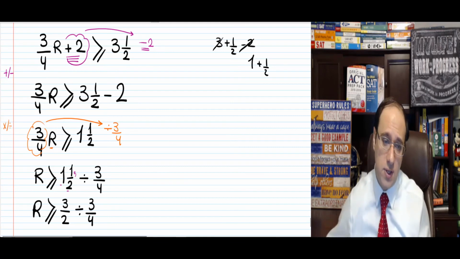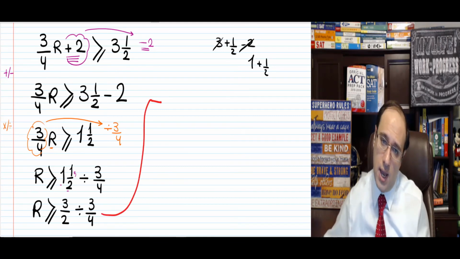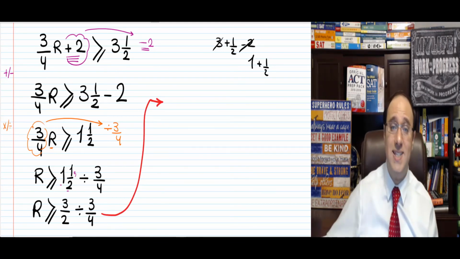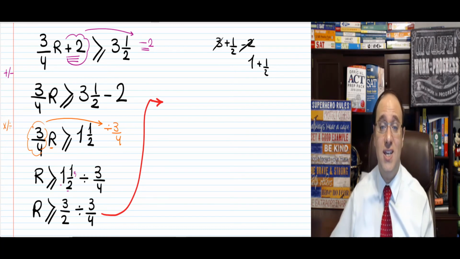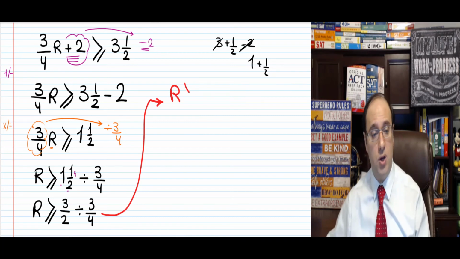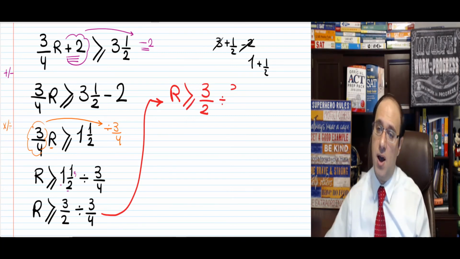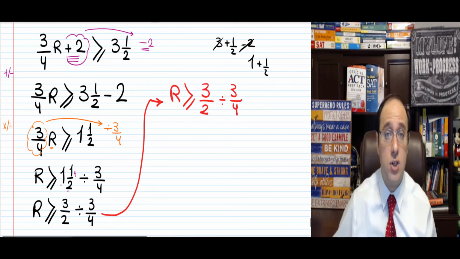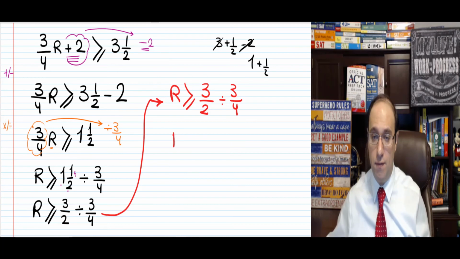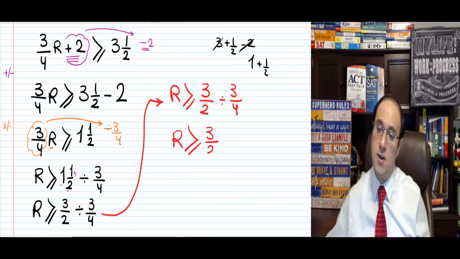Now I'm going to rewrite this up here. Let me just move it with an arrow so that it looks good, nice and neat. Always be neat in your math. It's going to make life much easier. So we have r greater than or equal to 3 over 2 divided by 3 over 4. Now, remember, how do we do division? We do division with fractions the following way. r is greater than or equal to 3 over 2 as it is.